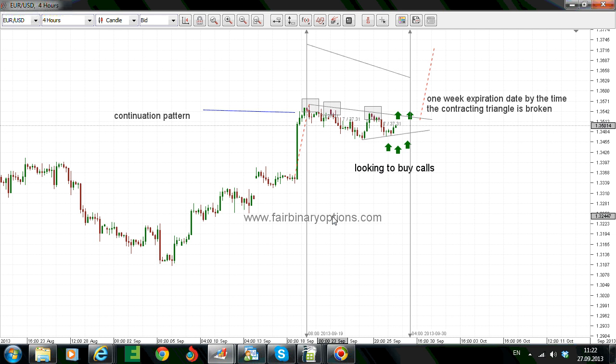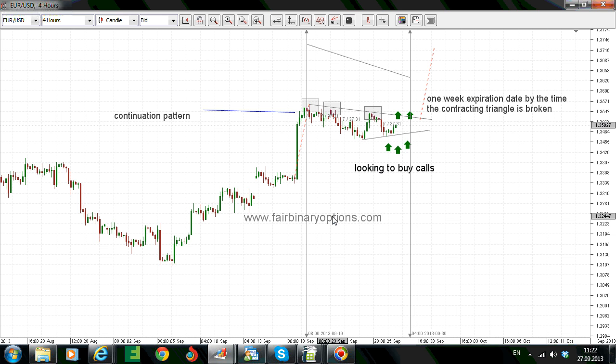However, after the contracting triangle is broken, we are going to look at buying calls for a higher expiration date, 1 week, even 2 weeks, and depending on the moment during the month the triangle appears, we may even go for some larger expiration. Now, the strategy here, whenever you are looking at a contracting triangle, can be applied on any time frame: on lower time frames, I'm talking about the 5-minute chart or the 1 hour chart, and on higher time frames, of course, daily and so on.